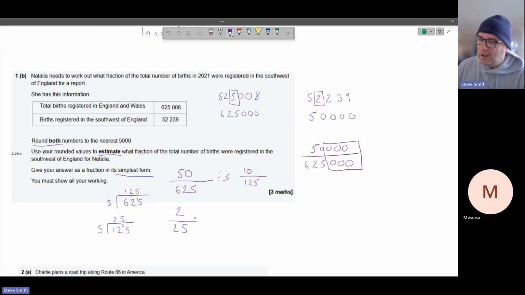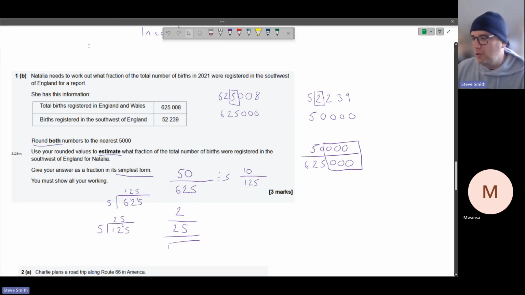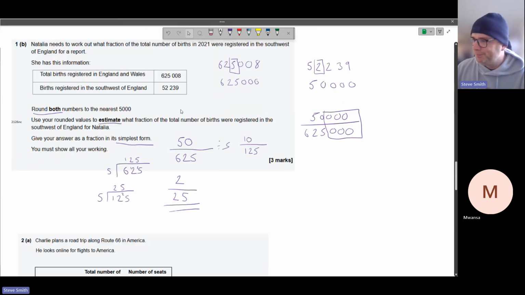Look at that number, then look at that number. You think that's not the same, but we've just done an equivalent fraction, shrink and shrink. And we can see now that that's an even number and that's an odd number, so they're not going to go any smaller. So the final answer for 3 marks in its simplest form is 2 over 25. So 2 out of every 25 births are in the southwest of England.